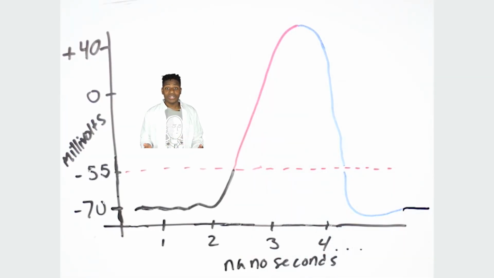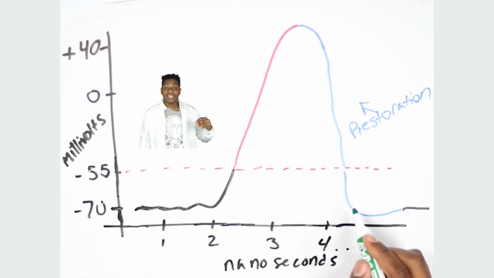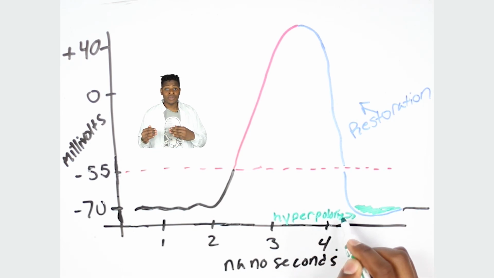This is a process called restoration, and curiously, for a split second during restoration, the neuron actually goes below the negative 70 millivolts and becomes hyperpolarized for a split second in time.